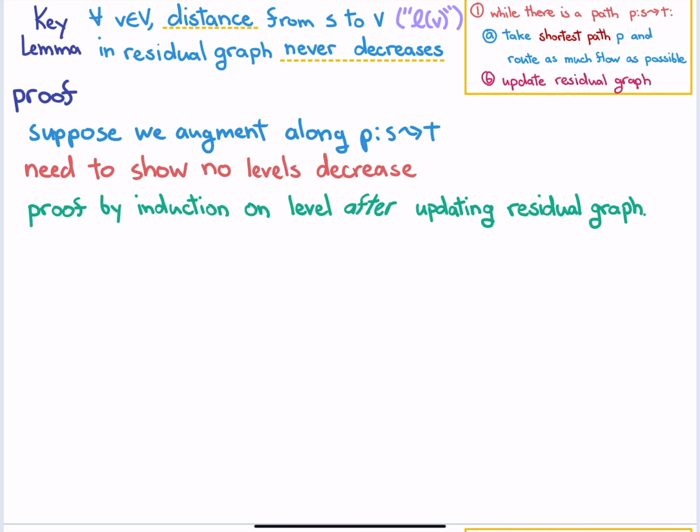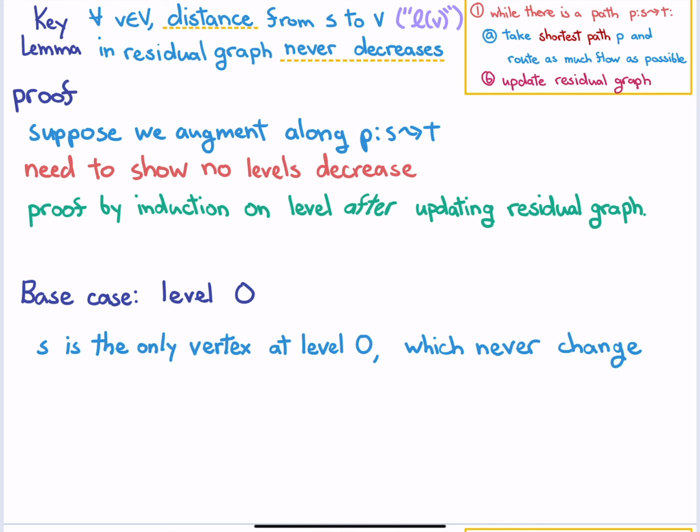You can go smaller. The source is the only vertex at level 0, and that'll never change. So level 0 is just automatically satisfied. All vertices at level 0 afterward, it'll never change.